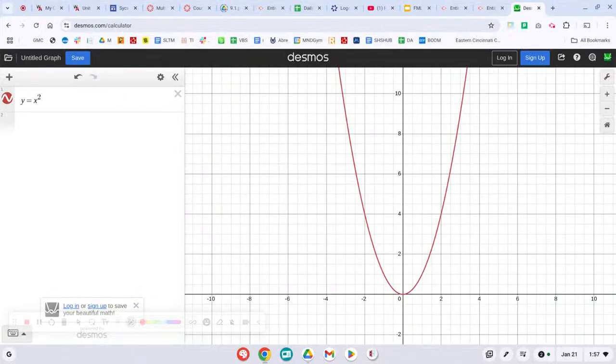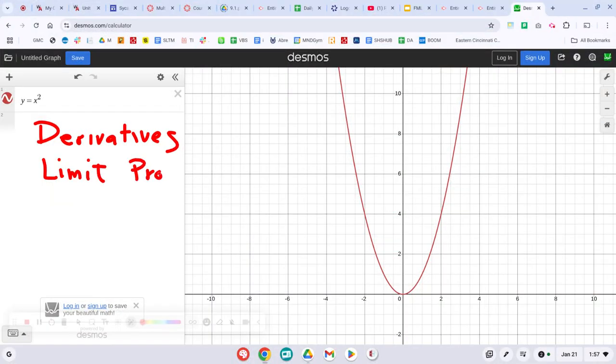We're going to have a little interactive discussion on derivatives. The limit process for finding the derivatives, and then derivative rules. And this is essentially to go on with the beginning of Unit 2, okay?